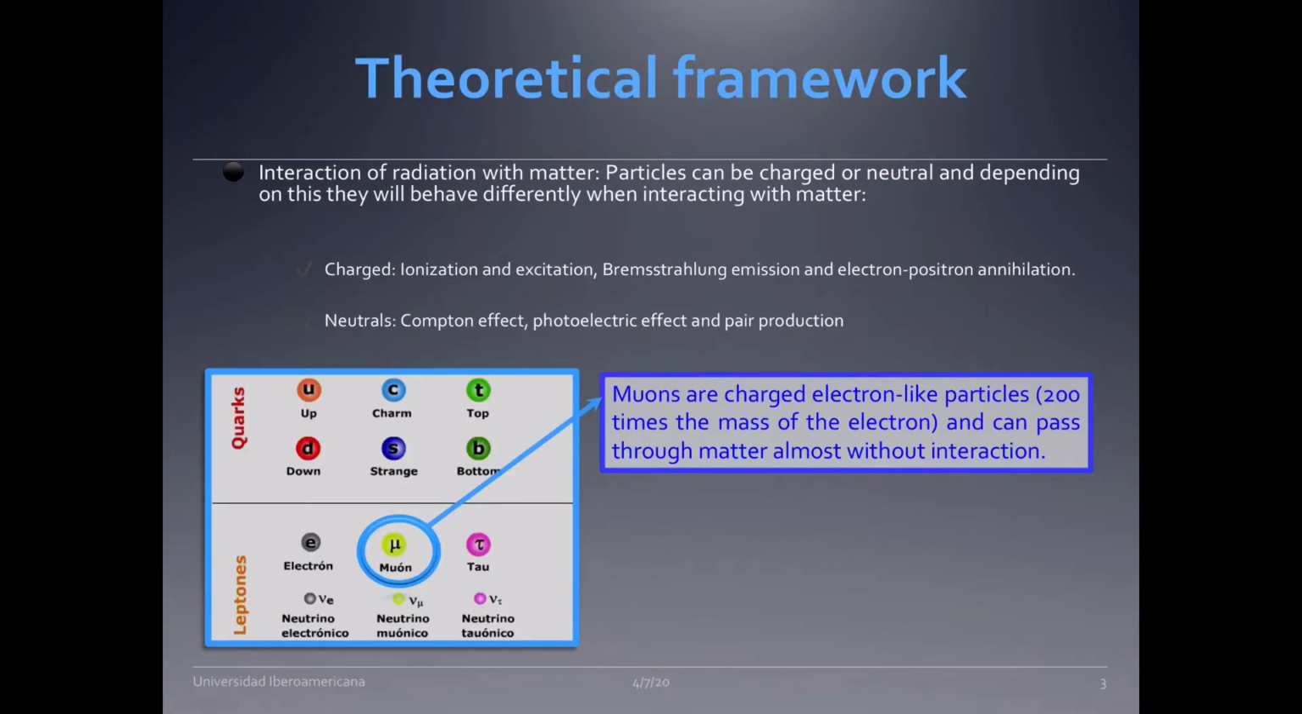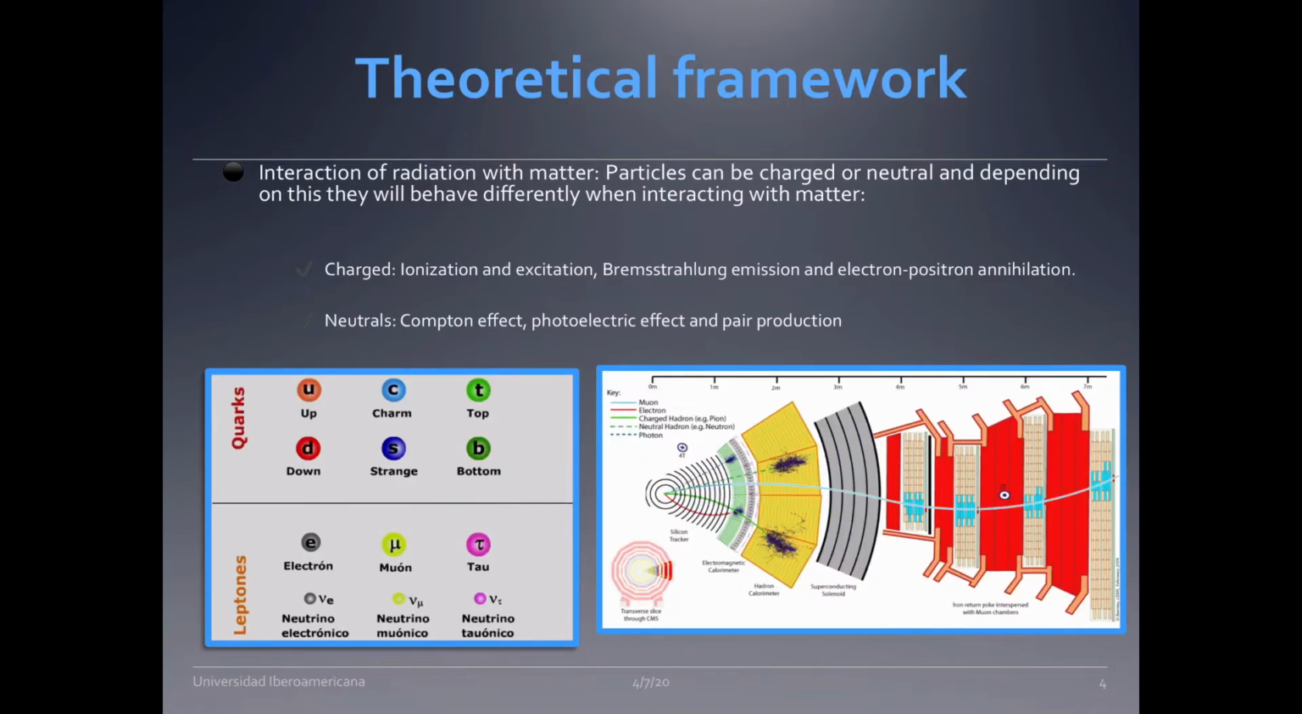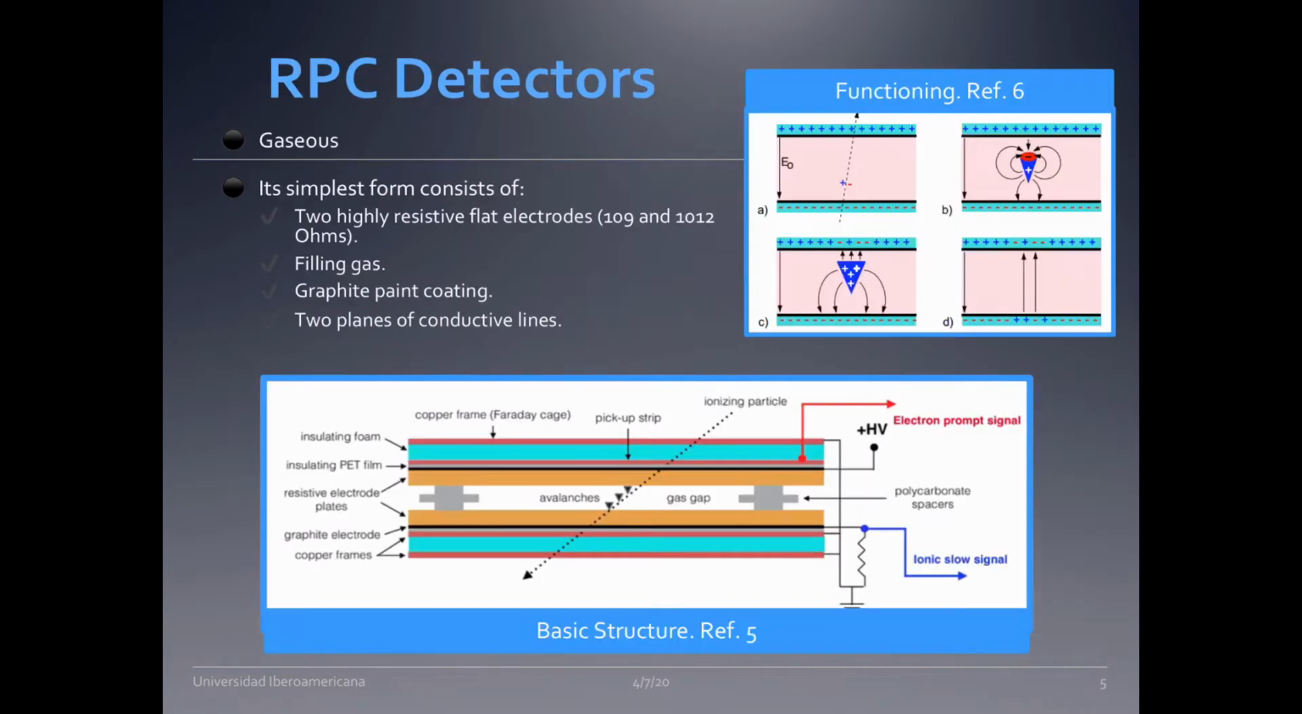If particles are charged, they will interact with matter via ionization, excitation, Bremsstrahlung emission, and electron-positron annihilation. On the other hand, if they are neutrals, the interacting processes are Compton and photoelectric effects and pair production. In particular, muons are one of the particles detected by RPCs. They are charged and heavier than electrons but can pass through matter almost without interaction. The blue line represents a muon passing through CMS detectors.